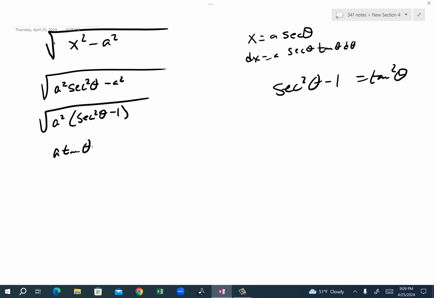So you need to identify which of these I have. Do I have this one? x squared plus a squared, or a squared minus x squared, or x squared minus a squared. Those are the three possibilities for trig sub. That's it. If it's not one of those, what are we going to do?